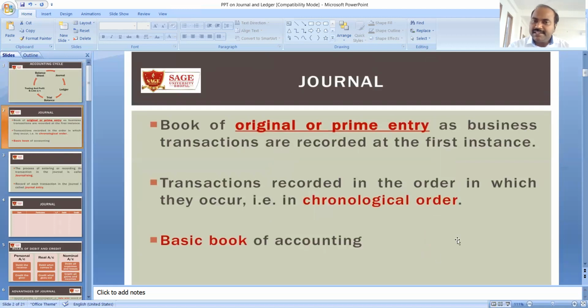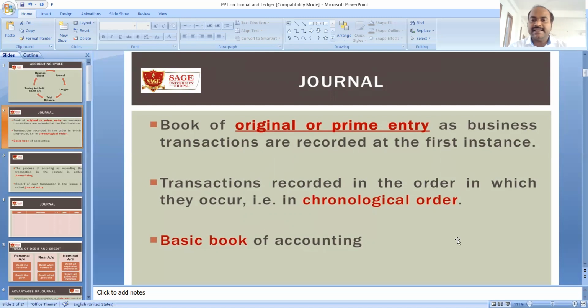Journal is a book of original or prime entry, as business transactions are recorded at the first instance. Transactions are recorded in the order in which they occur, that is in chronological order, and journal is called the basic book of accounting, because in every business there are transactions, and journal has that much importance because it is the original book of entry and the prime entry, where the transactions are first recorded in the journal entries.